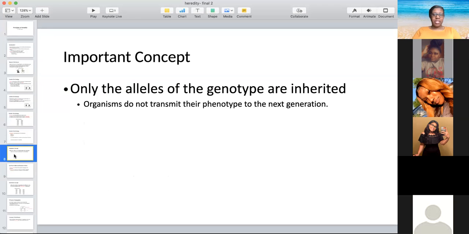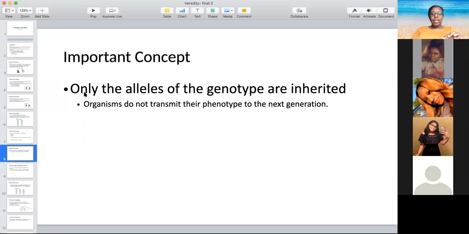But here's an important concept that I want you to grab. You only inherit genotypes, alleles. Only the alleles or the genes are inherited. You do not inherit a phenotype. Does that make sense? When we're talking about factors that are passed down from generation to generation, you're inheriting genes, not features.